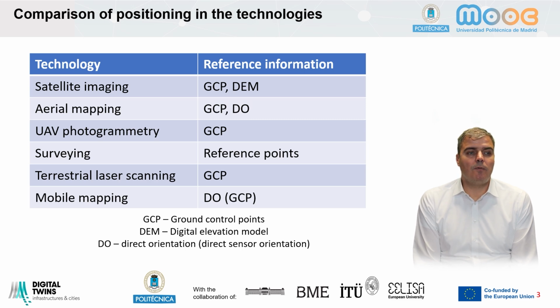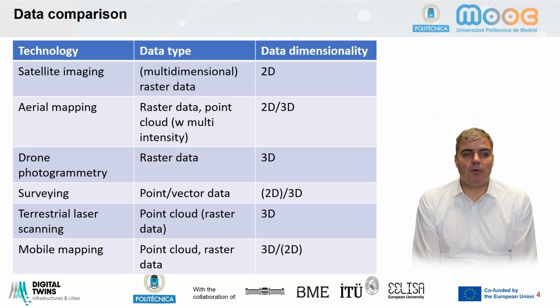If you want to compare the data, the end product, what kind of data, the dimensionality is coming out, then you can see that certain technologies are providing both 2D or 3D data. Obviously, we can derive 2D data always from 3D, but in many cases, only 2D is available.